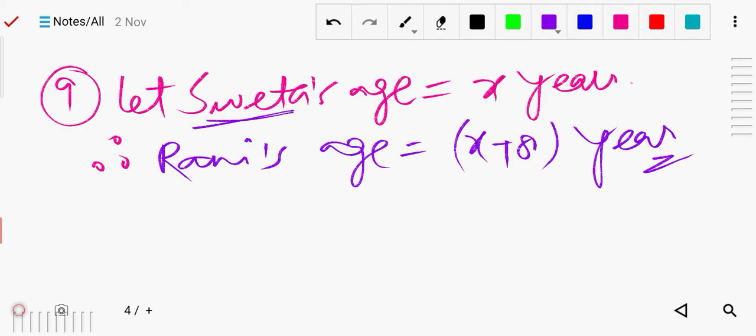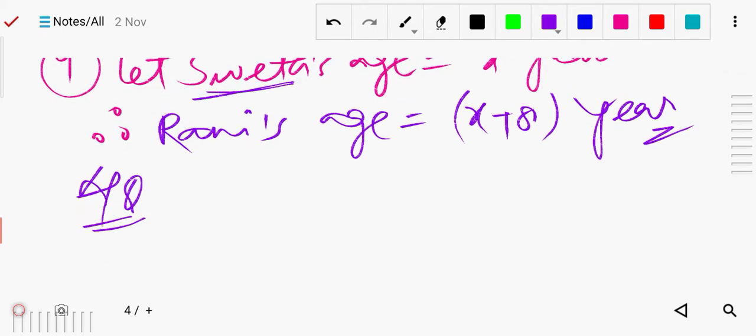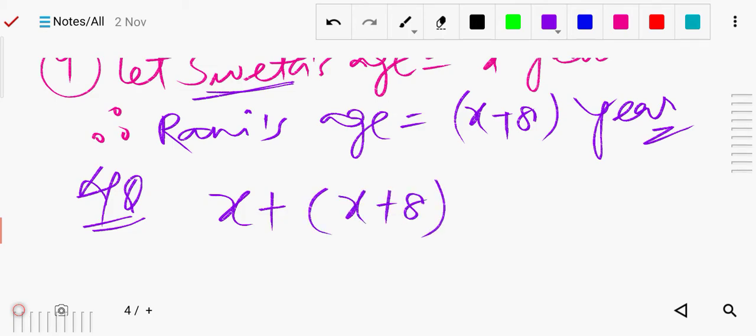Now according to the question, the sum of their ages, meaning the sum of Rani's age and Sweta's age, both ages we will add, and that will be 26. So simply x plus her age x plus 8, which equals 26.